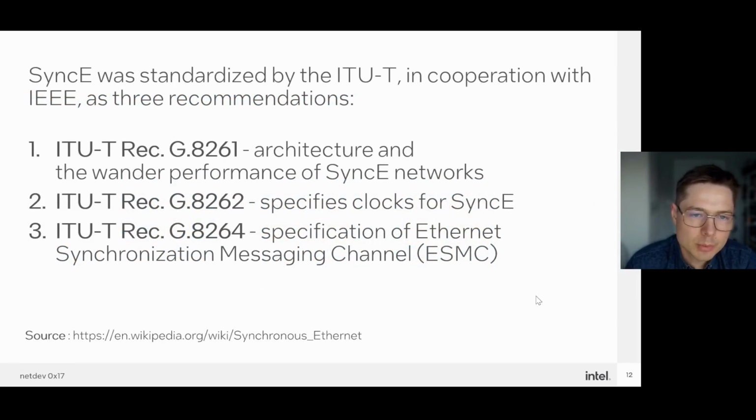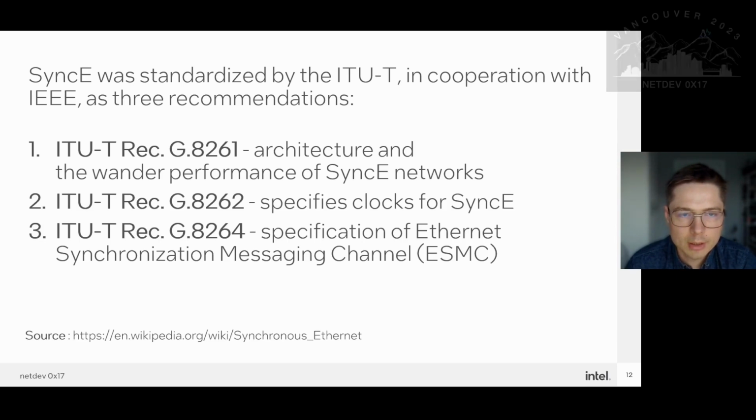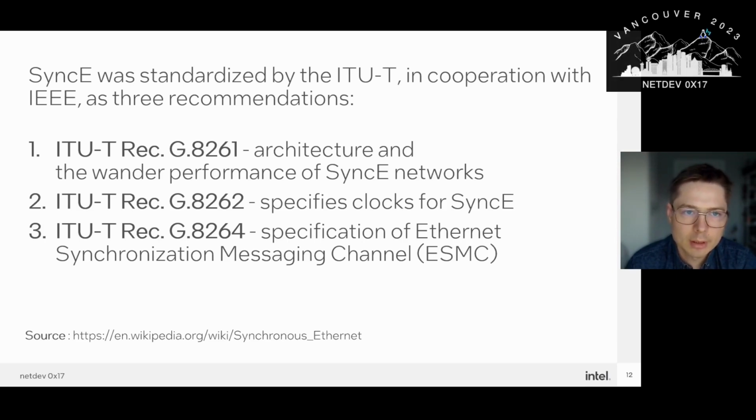The recommendations which define the SyncE are ITU-T recommendation G.8261, where you can find the architecture and wander performance of the SyncE networks; G.8262, which specifies the clock for SyncE; and G.8264, specification of the Ethernet synchronization messaging channel, in short ESMC. The last one is most interesting for us because it actually describes the logic of the Synce4l application, and we will talk more about that in a second.